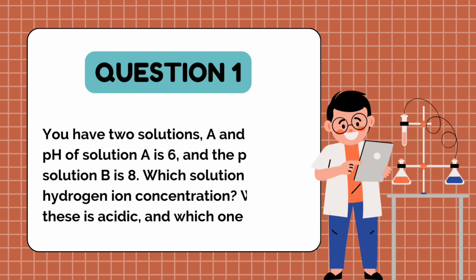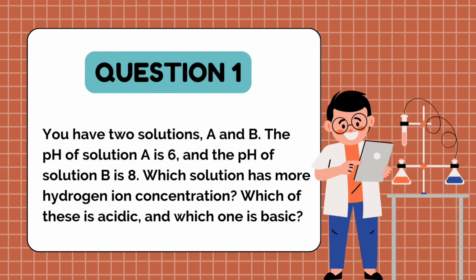Question 1. You have two solutions, A and B. The pH of solution A is 6, and the pH of solution B is 8. Which solution has more hydrogen ion concentration? Which of these is acidic, and which one is basic?